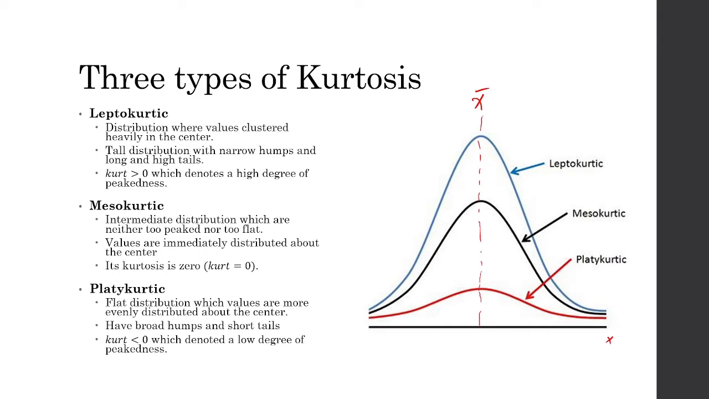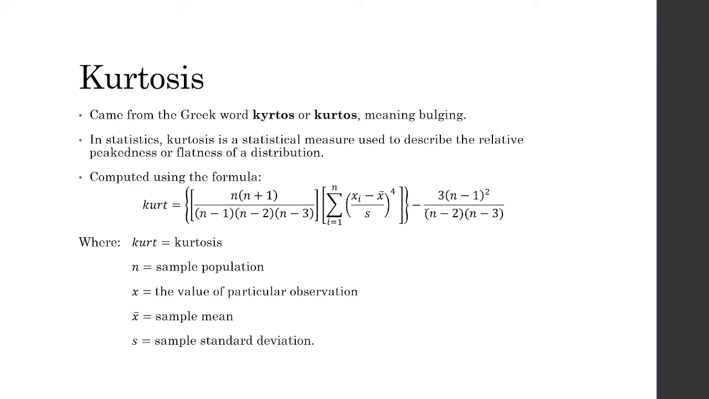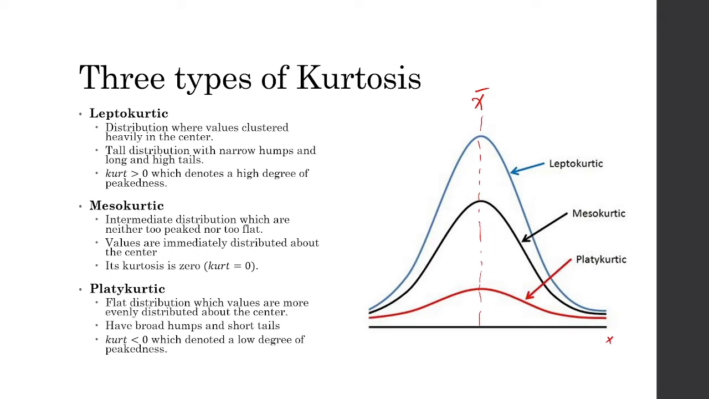So by kurtosis, in the shapes of distribution, ito lang yung pagiging bulge, yung bulge ng ating distribution. And that bulging is affected by the clustering of our observations about the center, or what we call our mean, which is stated in our formula here, wherein we have our mean, and we have here a measure of dispersion, which is our standard deviation. So those are the three types of kurtosis: leptokurtic, mesokurtic, platykurtic.